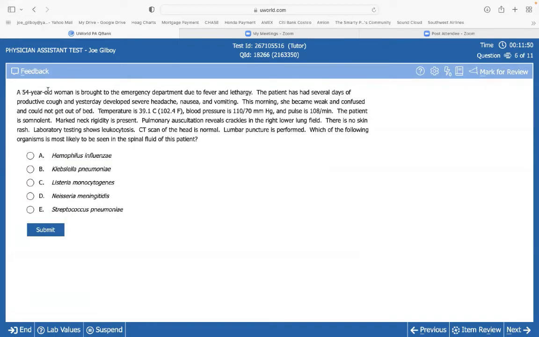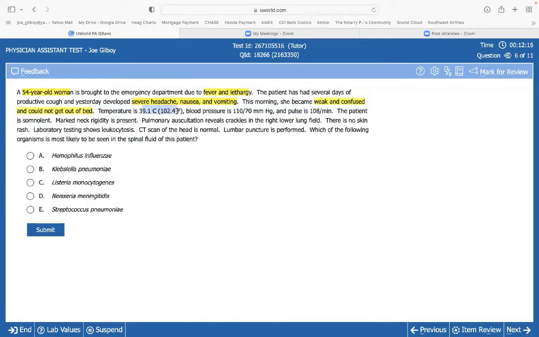So I got a 54-year-old woman brought to the ER due to fever and lethargy, right? The patient has several days of productive cough, and developed severe headache, nausea, and vomiting. Okay, so she doesn't sound like she's doing well. This morning, she came weak and confused and could not get out of bed. And you're like, okay, so that sums it up.